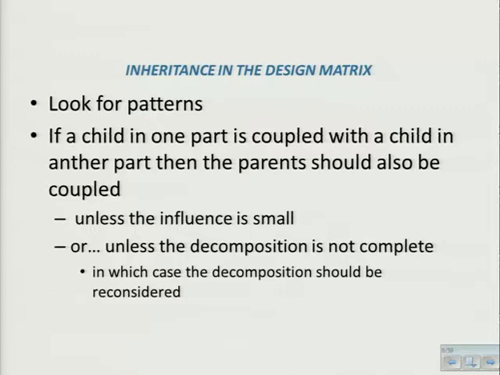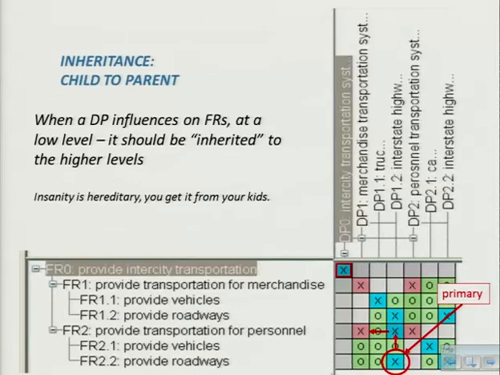Well, the first thing we need to do is look at the design matrix and see where the patterns are. And what we're talking about here, if a child in one part is coupled with a child in another part, and I'm sorry, that's not another part, but should be another part, then the parents should also be coupled, unless the influence is very small, or the decomposition is not complete, in which case you better go back and fix the decomposition. So let's see what that means.